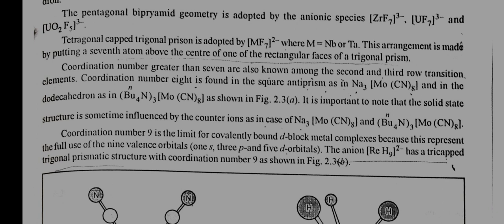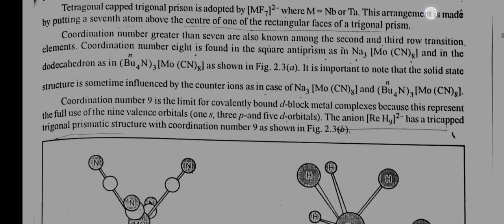Coordination number 9 is the limit for covalently bonded d block metal complexes because this represents the full use of the 9 valence orbitals, one s, three p, and five d orbitals. The anion ReH9 2- has a tricapped trigonal prismatic structure with coordination number 9.